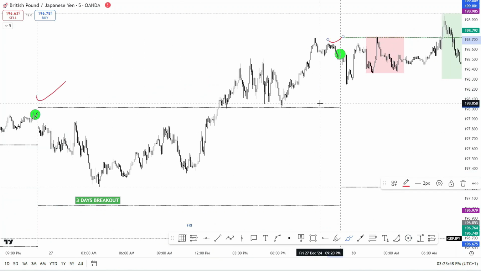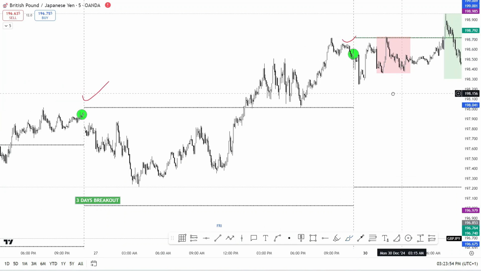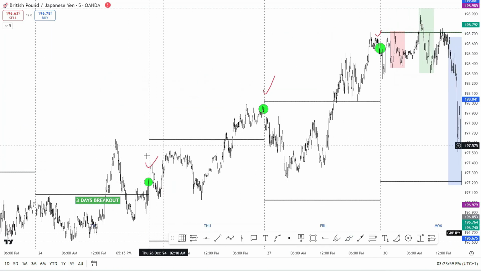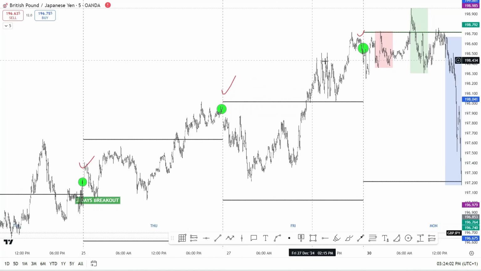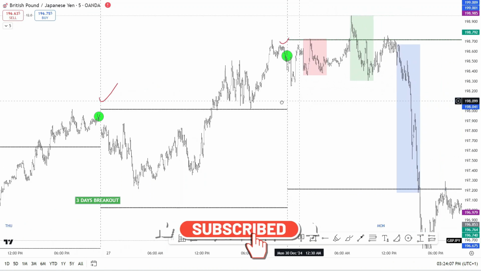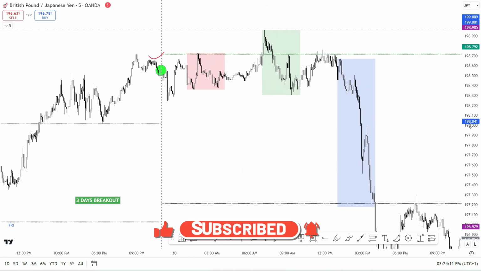So what is this telling us? The 4th day, this is the 4th day, and this 4th day is when we want to look for our entries. All right, so we have breakout on Tuesday, breakout on Thursday, breakout on Friday, on the last day of this particular move, and for this particular Monday, that Monday trade. And what do we see?